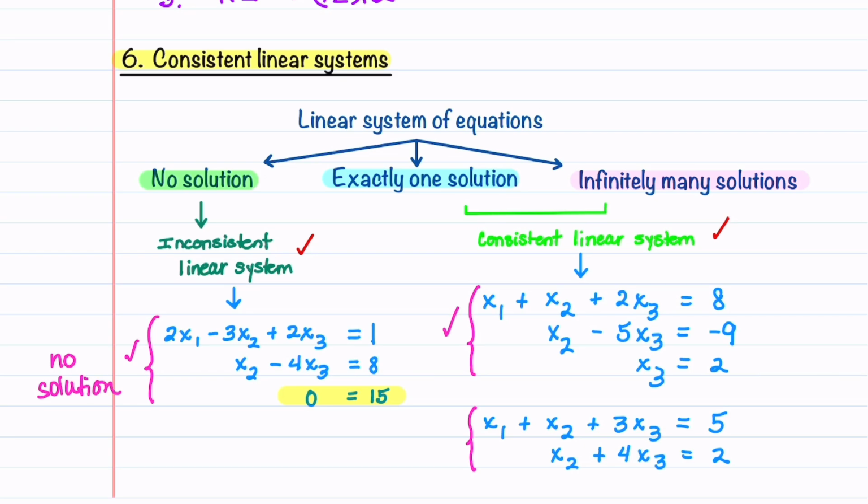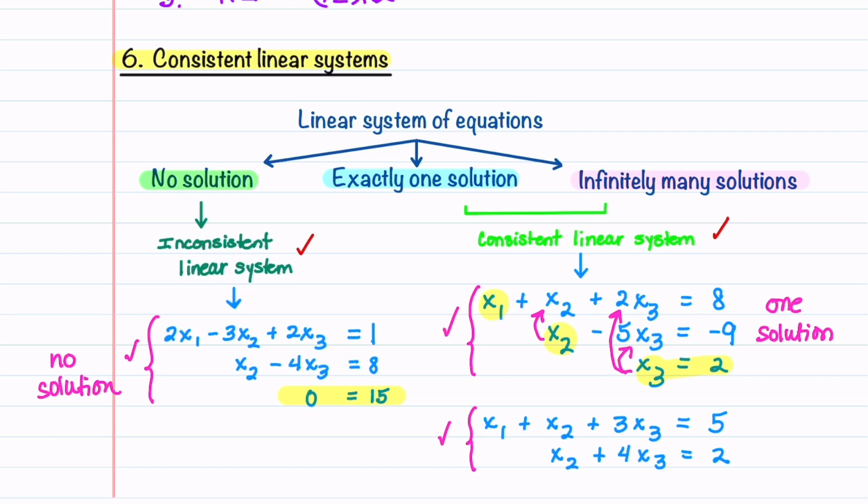Our second linear system has a solution for x3, and then we could plug this solution back into our second equation and get a solution for x2, and then we could substitute x3 back into the first equation and x2 back into the first equation and get a solution for x1. So this linear system is an example of a linear system that has one solution.